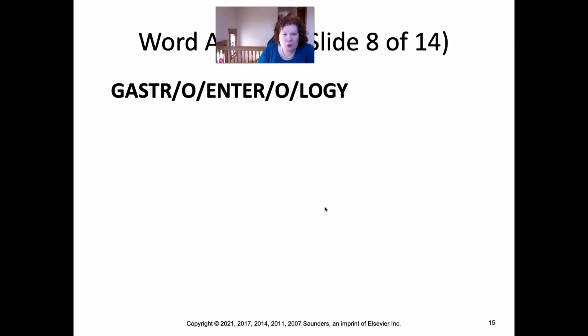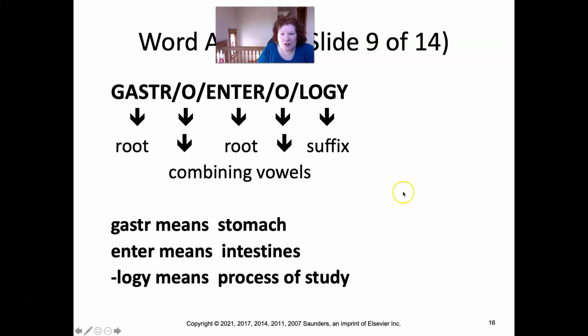All right, moving forward, gastroenterology. Ooh, this is a nice long one. Can we do it? Of course we can. Here we go. Start at the back. Logi, study of, process of study. You've got your combining vowel. Enter means intestines. O is another combining vowel, and gastr, that's your stomach. So this is the process of studying your stomach and intestines.